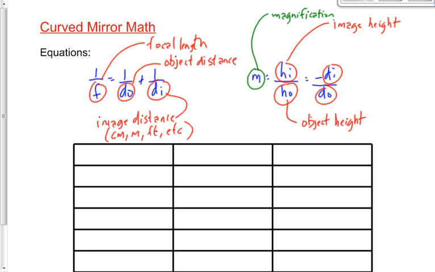Now, the reason that I've put magnification in a different color is because the units for magnification are different. Take a look at one or more of the equations and tell me what units we'd use for magnification.